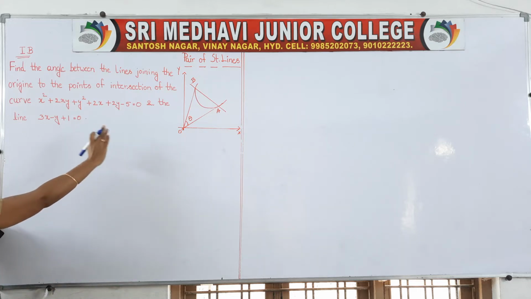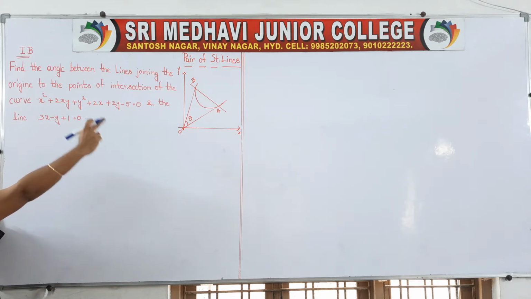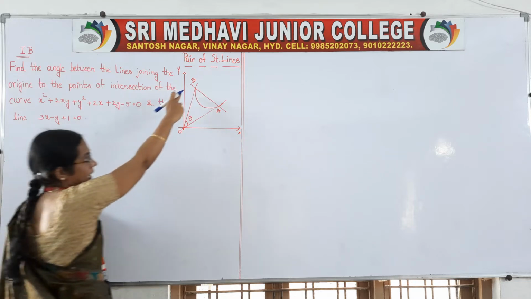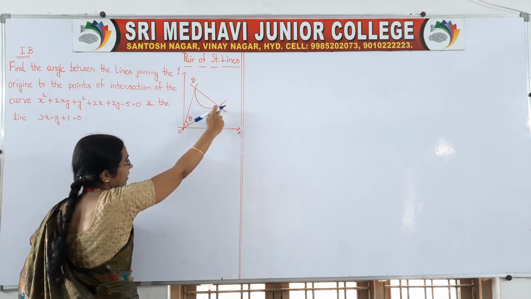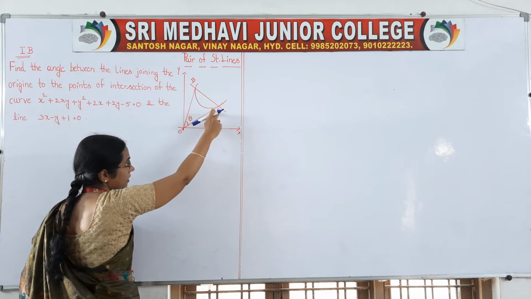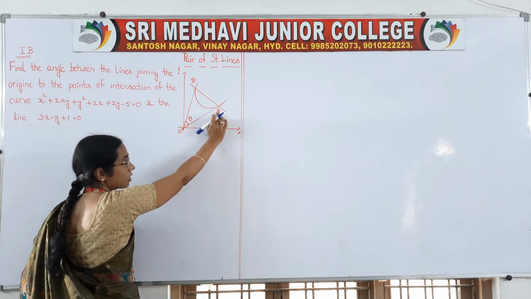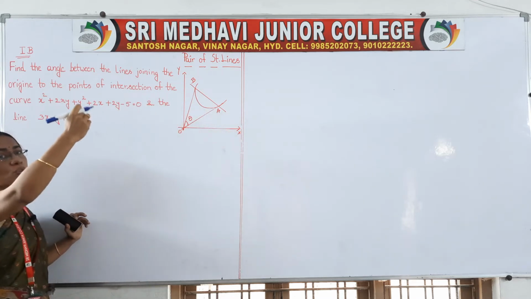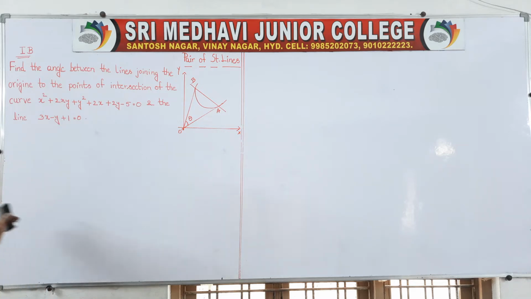So for that you have to draw the curve like that. Curve is there, line is there, they will intersect at this. So the lines which intersect, the angle between those two lines we have to find now. So come on, now we will solve the problem. Be attentive with this throughout the class.